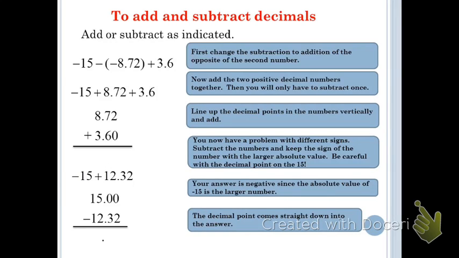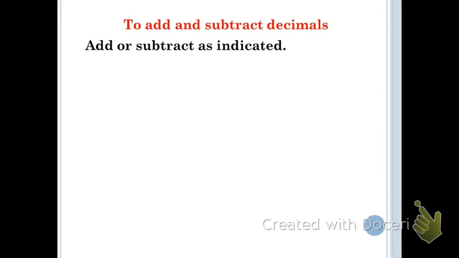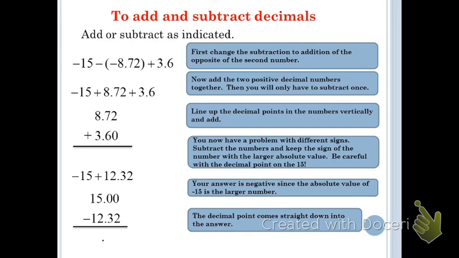In this example, first I'm changing the subtraction to addition. First, I'm going to add the two positive numbers, the 8.72 and the 3.6. 2 plus 0 is 2. 7 plus 6 is 13. 1 and 8 is 9, and 9 plus 3 is 12. My decimal's coming straight down.